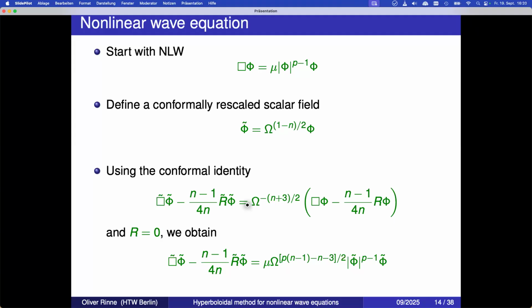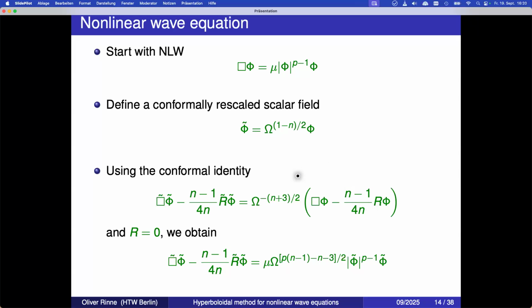So it just throws out this factor of omega here to this power. Otherwise this expression here is invariant. This is very nice because now you can start with this left-hand side expression here. And on the right-hand side, for the wave operator on phi, I just plug in the right-hand side of my nonlinear wave equation. And for r, the Ricci scalar, I know it's 0, so this just goes away.